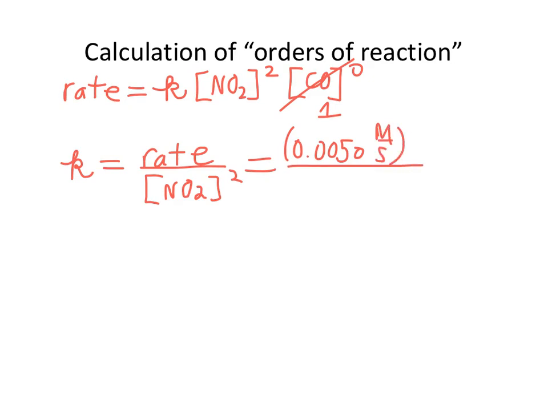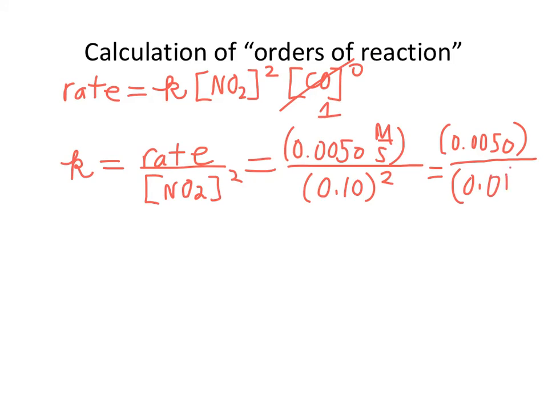And the concentration of NO2 for this experiment was 0.10, and of course that's squared. And now we'll find the value. So I have to do a bit of a calculation here. You can take a minute and do that yourself. Okay, so 0.10 squared gives us 0.01.